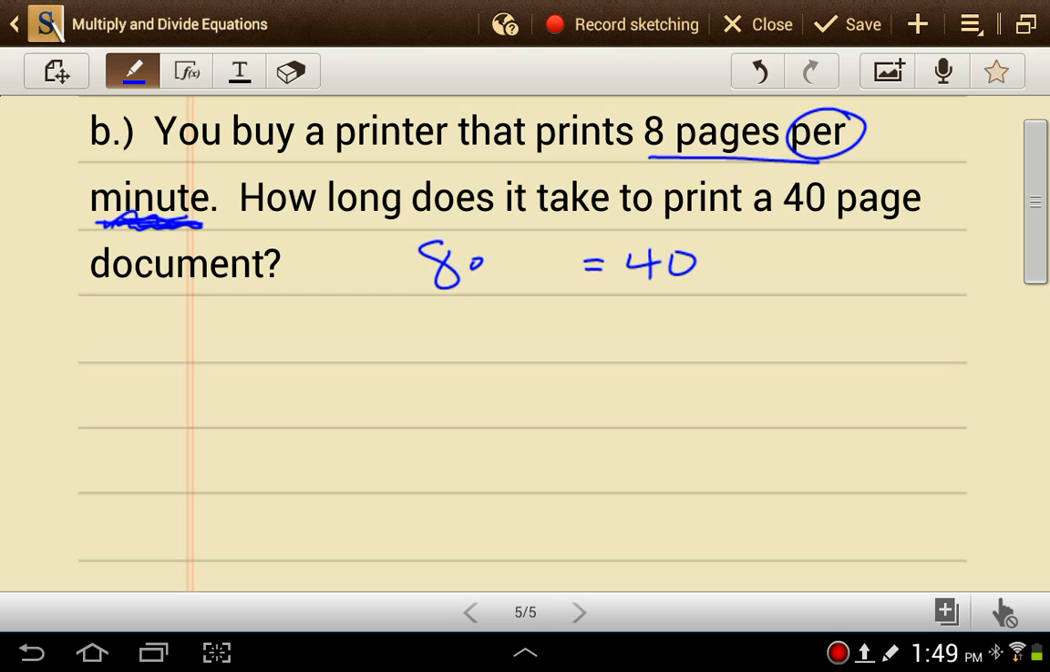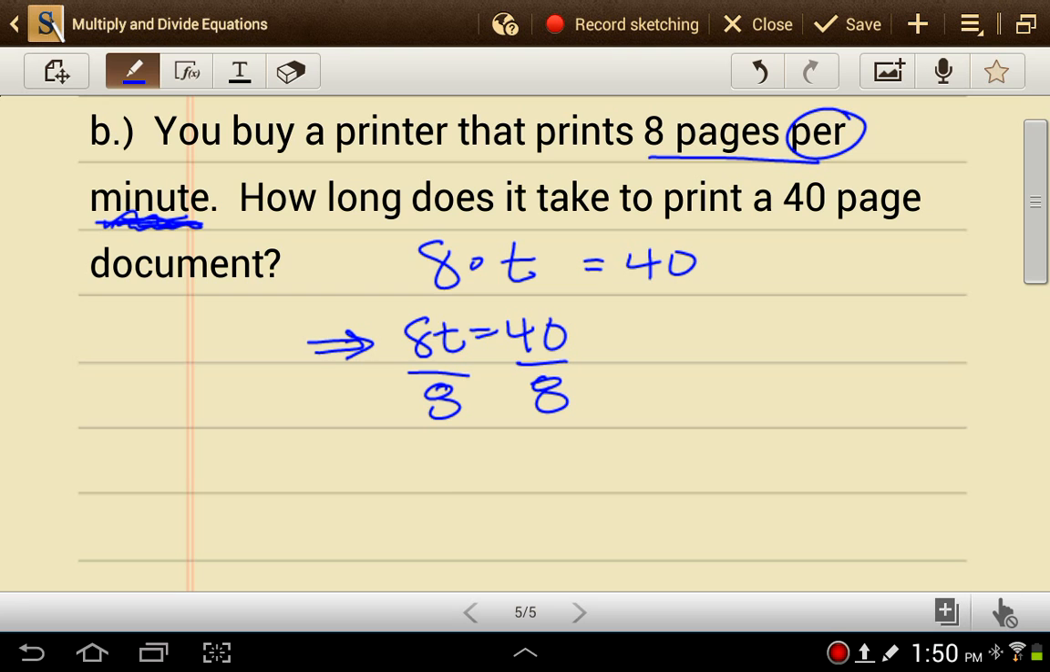Since I don't know how long it takes, I'm going to put a variable there. I'm going to use t. So I can have 8 times t equals 40, or a lot of you might just write 8t equals 40. Now, you can use any variable you want because it doesn't tell you. Now I have another problem I need to solve. I'm multiplying there, so the inverse is to divide. So this is my written equation right there, and then I got to show my work of solving it.